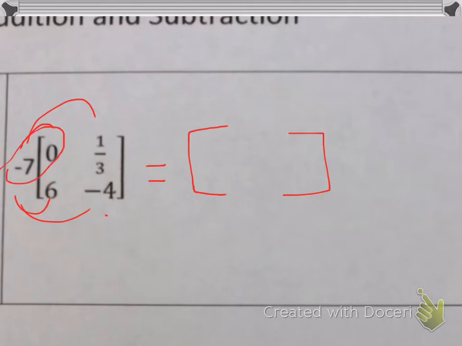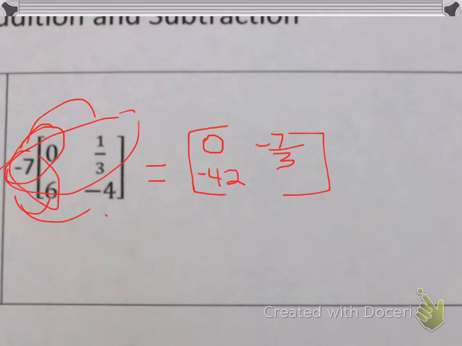Negative 7 times 0 is 0. Negative 7 times 1/3 is negative 7/3. Negative 7 times 6 is negative 42. And negative 7 times negative 4 is a positive 28 for my new matrix.